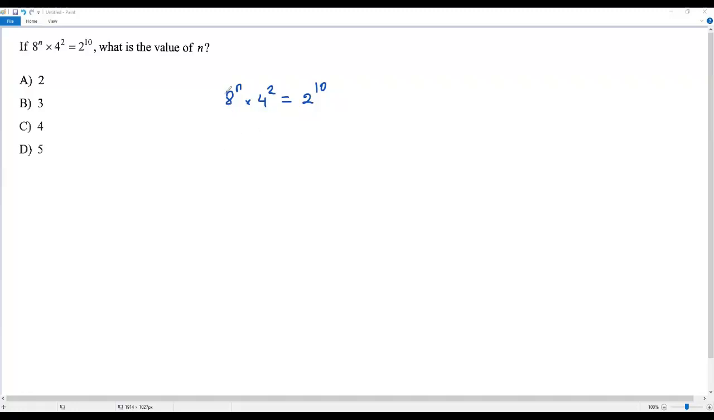First, I'm going to write this 8 as the power of 2, that is 2 to the third power. And already we have exponent n for 8, the same exponent should be taken over here. Times, for this 4, we have to write 2 to the second power. And we have exponent 2 for 4, the same exponent should be taken over here. And equals 2 to the 10th power.